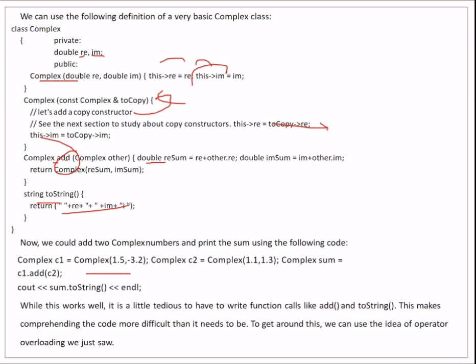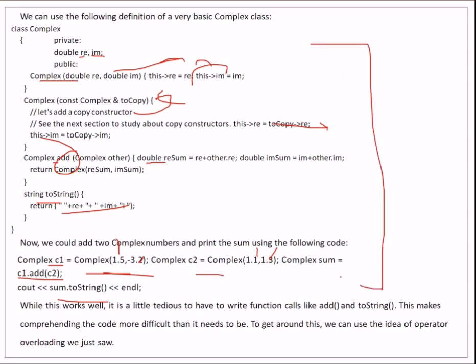How? For Complex, you can just start defining two, C1 and C2. C1 will have real and imaginary values, C2 too, and then just Complex sum is C1 dot add C2. This function is going to be called, and you will just print it with toString. Very nice, very good.